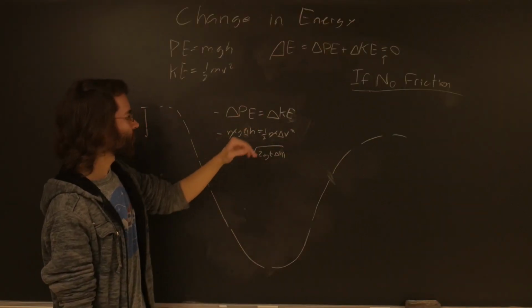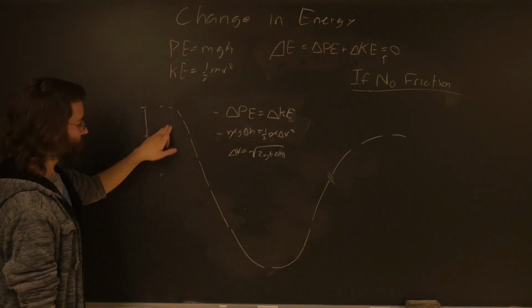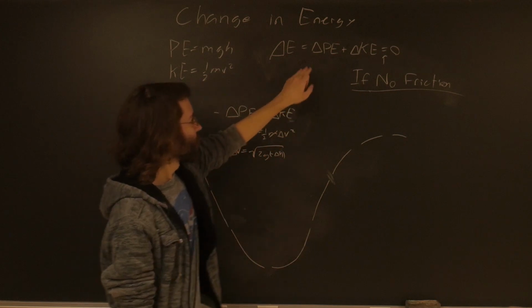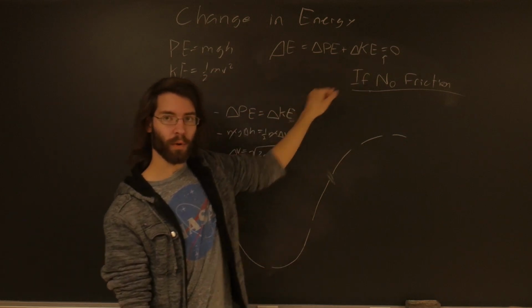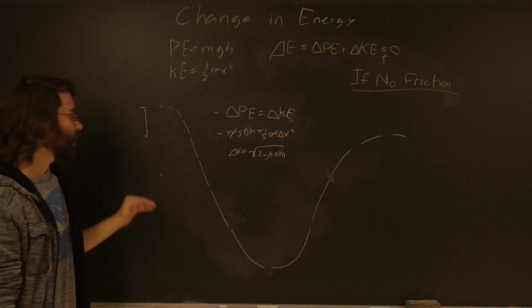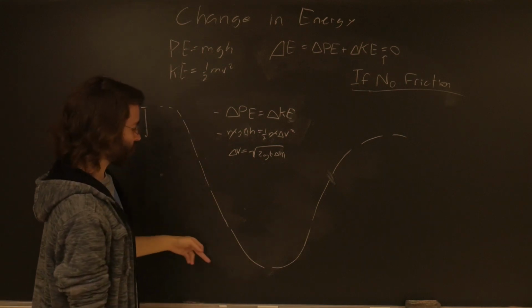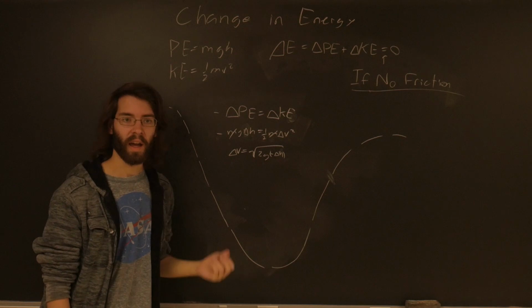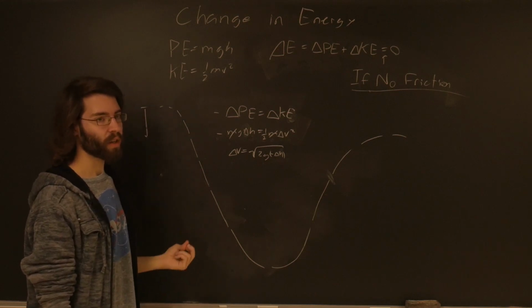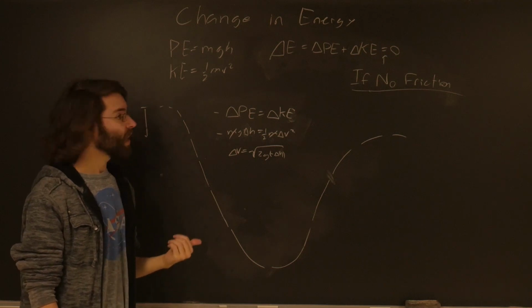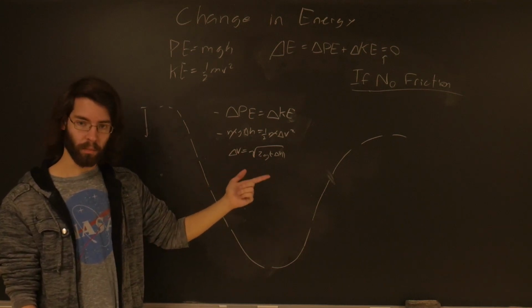So the thing to remember here is that this relation holds along any point along its path and along any time frame. The change in energy is always zero throughout this entire thing because energy is always conserved. Any change of potential energy goes directly to kinetic energy, and any change in kinetic energy goes directly into potential energy if there is no friction drawing energy out of the system.